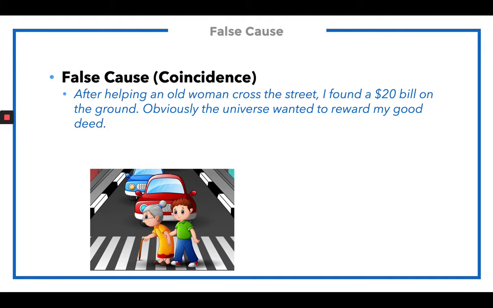There are a few ways to commit this fallacy. So one way is coincidence. After helping an old woman across the street, I found a $20 bill on the ground. Obviously, the universe wanted to reward my good deed. Well, this here is just a coincidence. It's not that the universe was putting a $20 bill there for you to find because you had done a good thing. Rather, you helped the old woman cross the street, you found the $20 bill. Just a lucky coincidence.